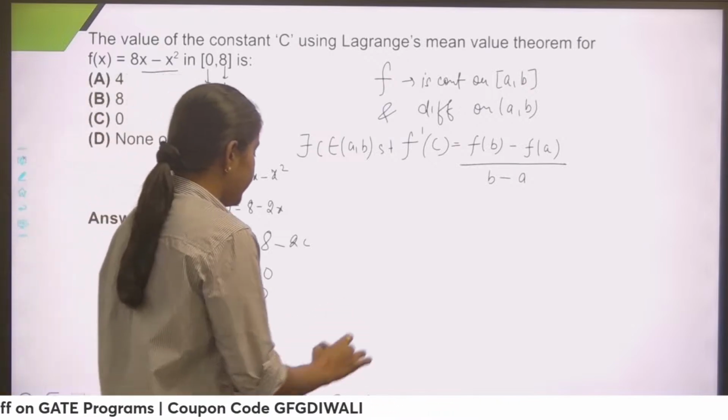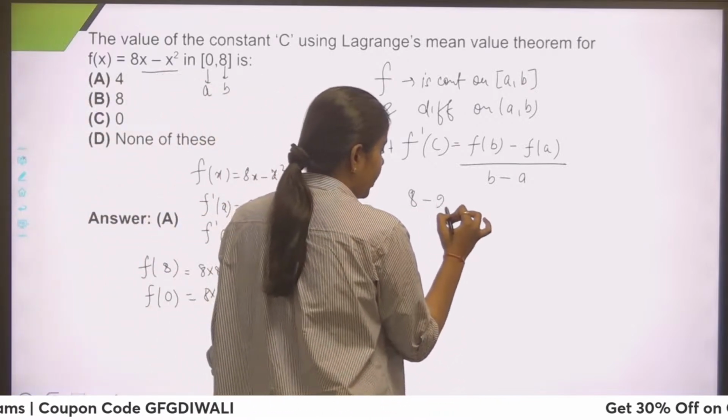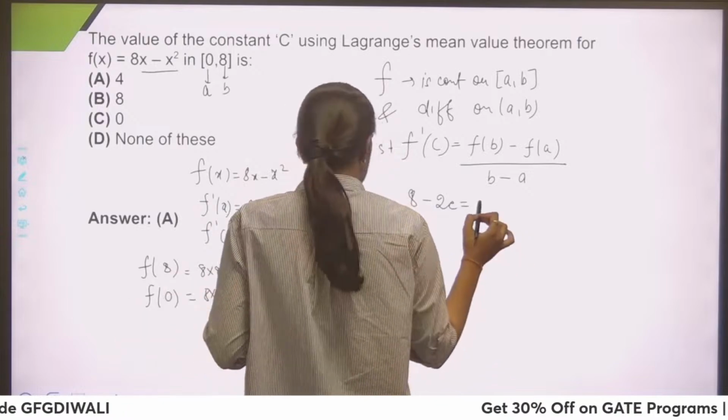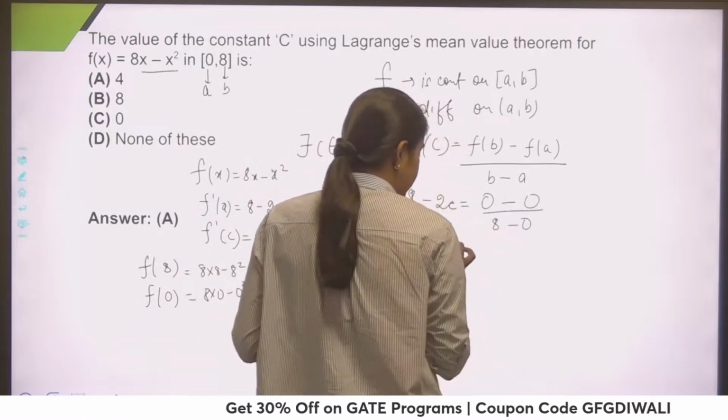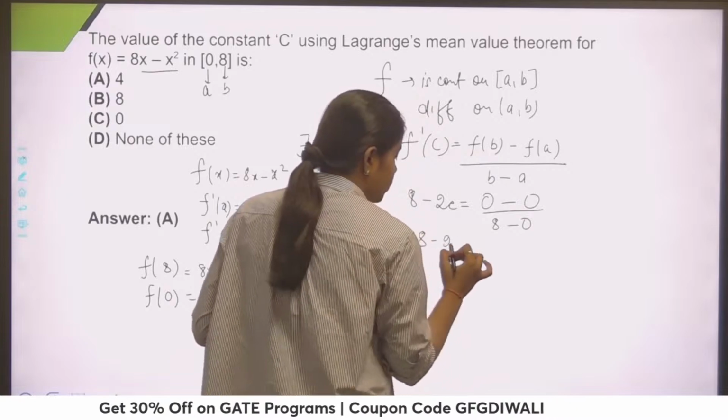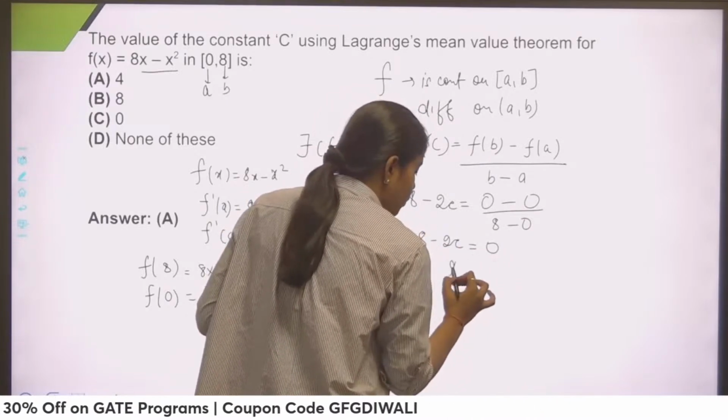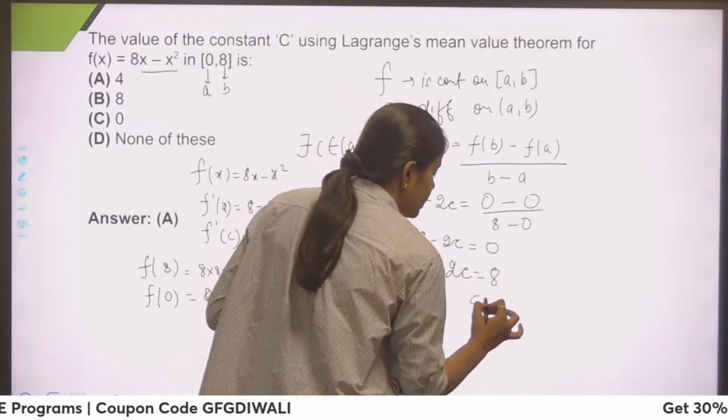Now let's put the value. F dash C is equal to 8 minus 2C. F of B is 0. F of A is 0. B is 8. A is 0. Now if I solve this, I'll get 8 minus 2C equals to 0. So 2C equals to 8. So C is equal to 4.